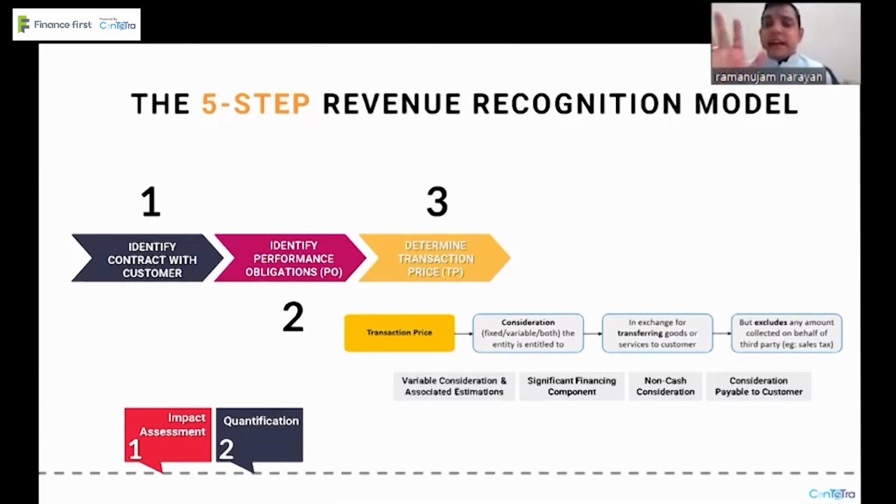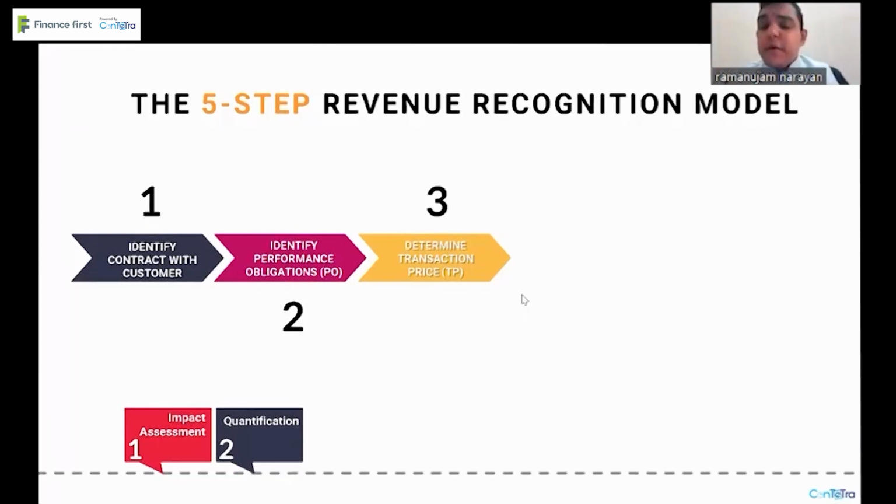When does a consideration get changed? What I'm trying to say is, which are the factors that influence the transaction price itself? For example, volume discounts. Many of you talked about discounts. Now, discounts can be in several forms.